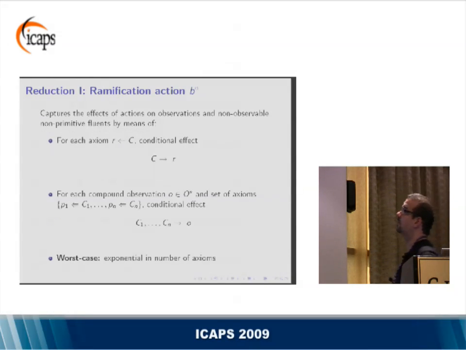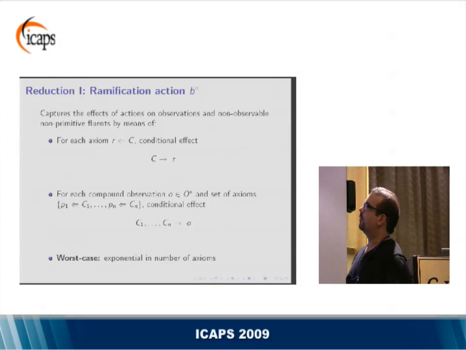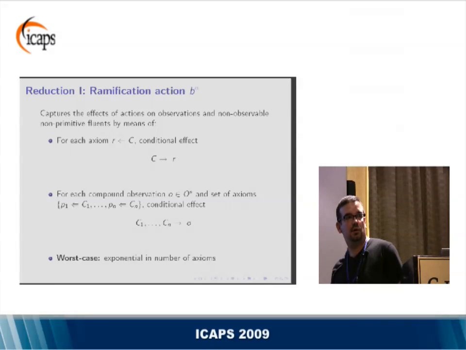The ramification action, basically, we have to, first of all, define all the derived predicates. So for every axiom of that form, we have to include a conditional effect that takes care of the derived predicates or propositions. And then for every compound observation that is defined or that could be defined by that set of axioms, we need to add a conditional effect of that form. Here there is a potential problem: the worst case is exponential in the number of axiom rules, right? Because we have to consider all possible subsets of axioms.